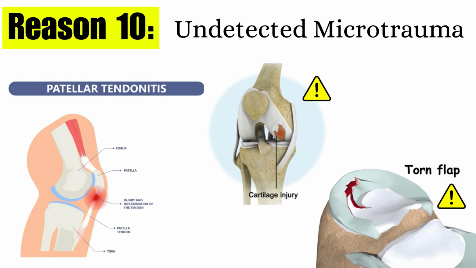And the final tenth reason is undetected microtrauma in the knee joint. This can be even forgotten injuries, like an old meniscus tear, cartilage defect, jumper's knee, or patellar tendonitis. These factors can all start the process of bowing legs quietly in the background.